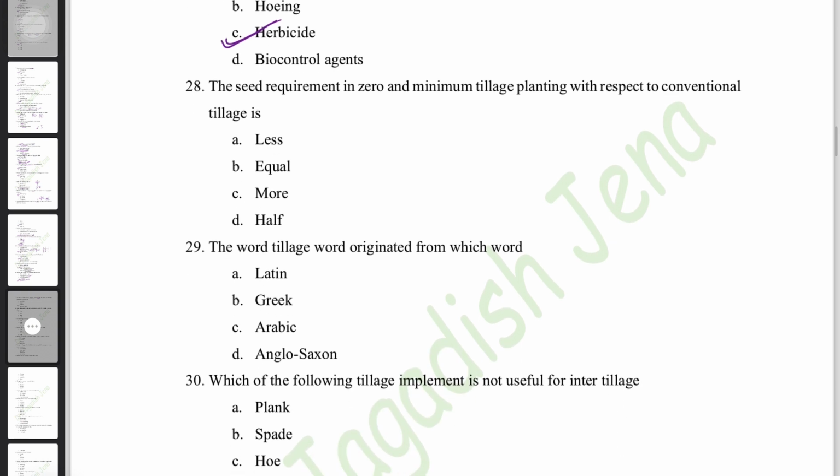Next question. The seed requirement in zero and minimum tillage planting with respect to conventional tillage will be more or less, or what? That will be more, because there will be more incidence of pest and disease. Also we are not properly tilling the soil and not preparing the seed bed properly, so there will be less germination. So you have to use at least 20 to 25% more seed rate.